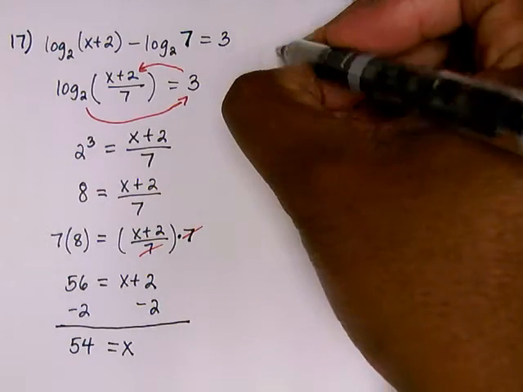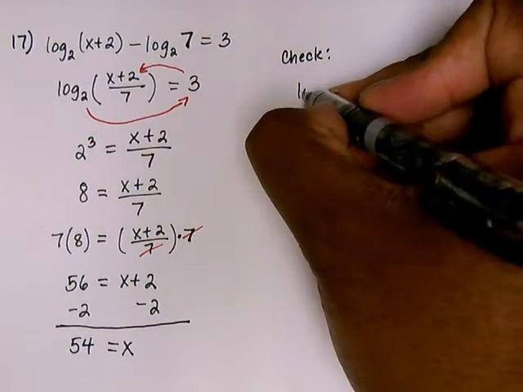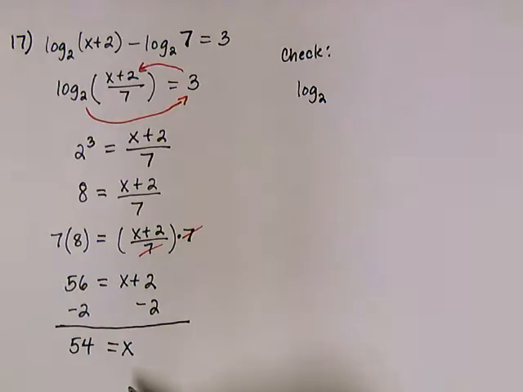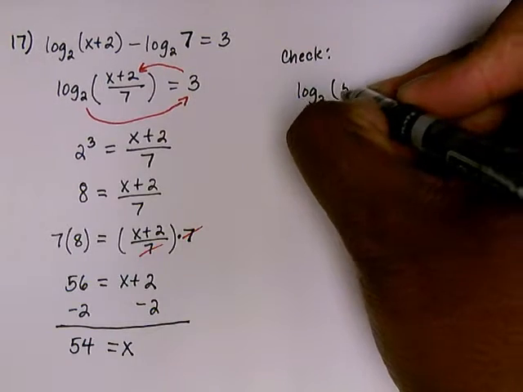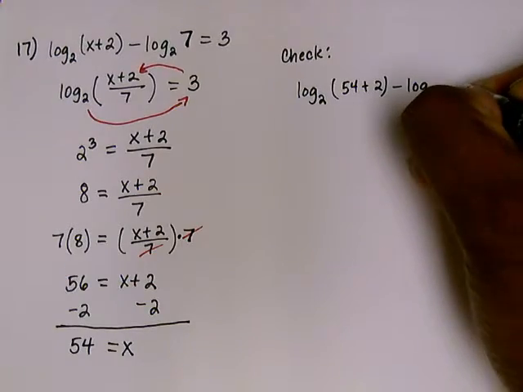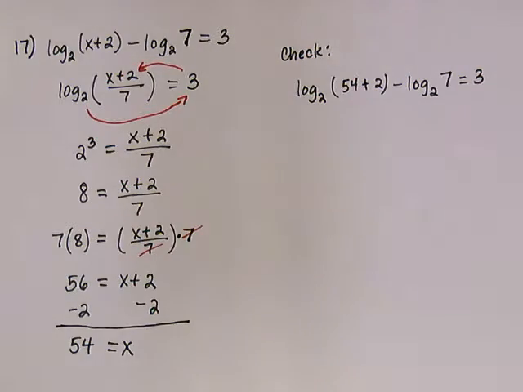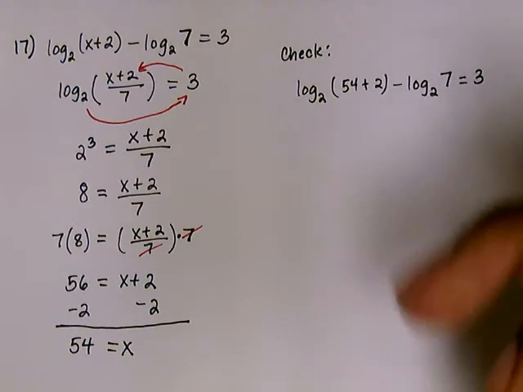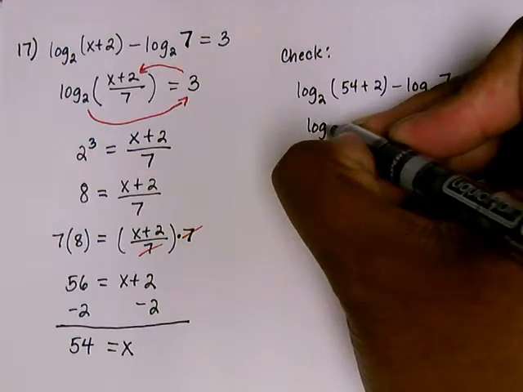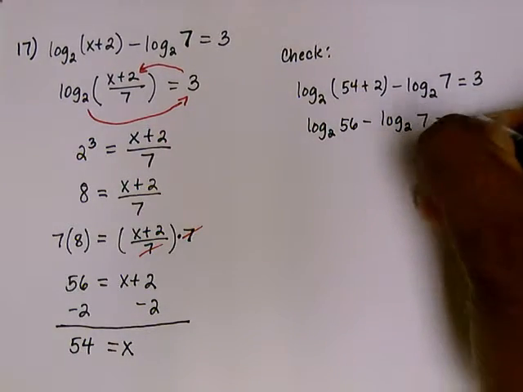But with this problem, as I mentioned earlier, you have to do the check. So here's the check. We start with the original equation and replace the x with the 54. So it'll be log to the base 2 of 54 plus 2 minus log to the base 2 of 7 equal to 3. Now if I add the 54 plus 2, I'm going to get 56. So I have log to the base 2 of 56 minus log to the base 2 of 7 equal to 3.